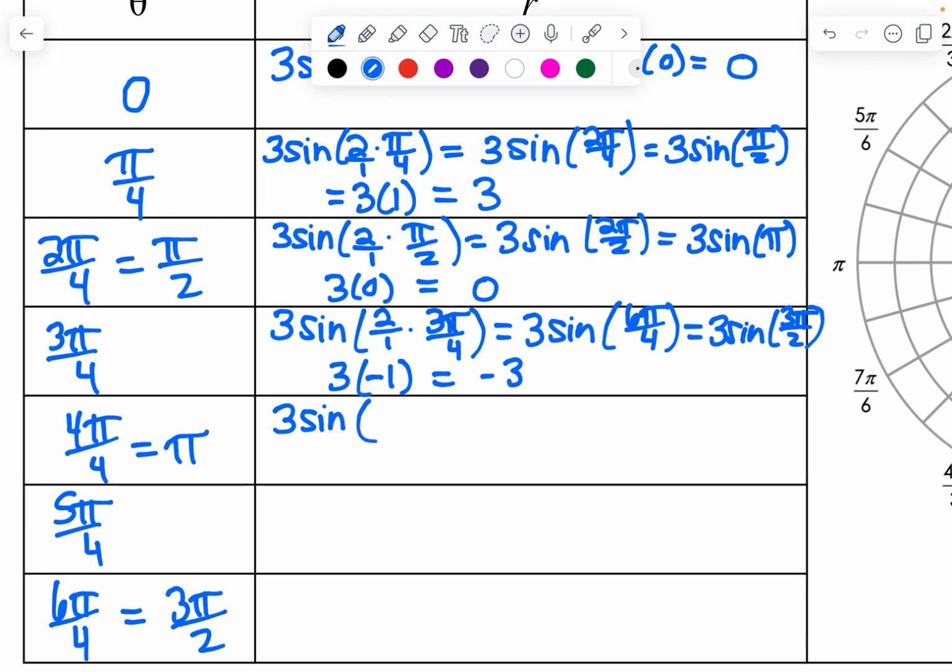Let's see it. So 3 times the sine of 2 times pi. So we're going to have 3 times the sine of 2 pi. And we know the sine at 2 pi is 0. 3 times 0 just gives us 0.